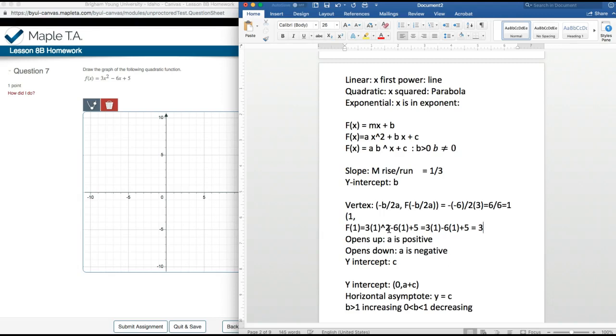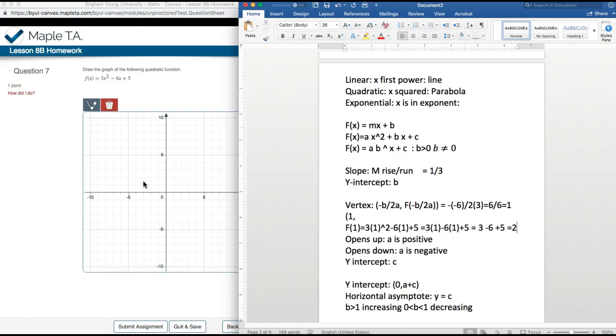3 times 1 is 3. Oh, and please excuse my dear Aunt Sally, the next thing we do is multiply. So I need to multiply the 3 times 1, which is 3. I need to do 6 times 1, which is 6. And then 5 has no operation there. So then I add and subtract from left to right. 3 minus 6 gives me negative 3. Plus 5, negative 3 plus 5, is 2.